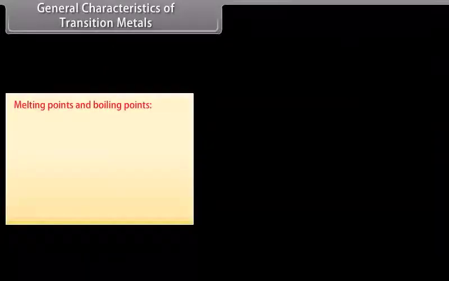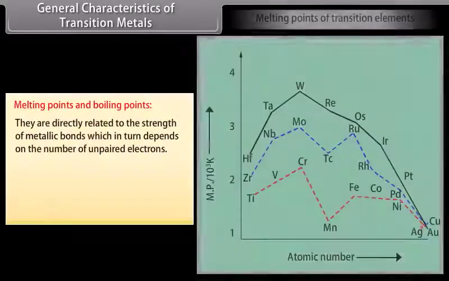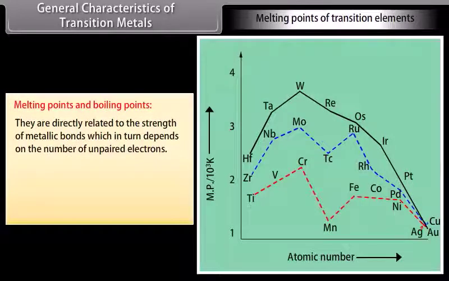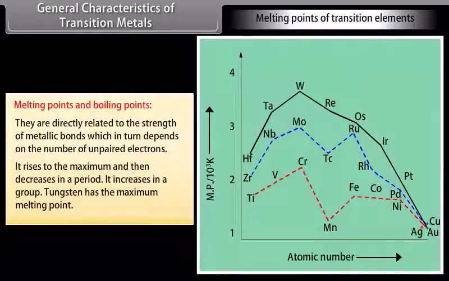Melting points and boiling points. They are directly related to the strength of metallic bonds, which in turn depends on the number of unpaired electrons. It rises to the maximum and then decreases in a period. It increases in a group. Tungsten has the maximum melting point. In tungsten, partially filled d orbitals form additional covalent bonding due to overlapping of adjacent atoms.